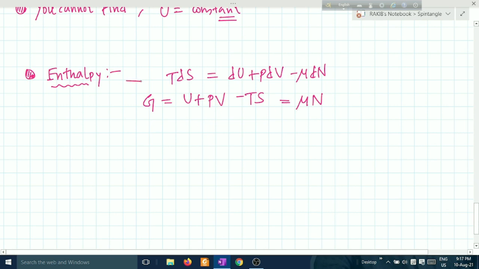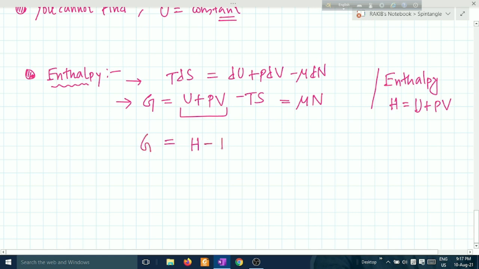This is the first formula, this is the second formula. Now you can obtain the enthalpy from this. What is enthalpy? U plus PV is called enthalpy, written as H. Enthalpy H is equal to U plus PV. Therefore, you may write G is equal to H minus TS.